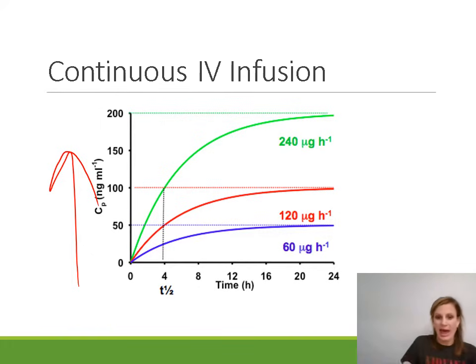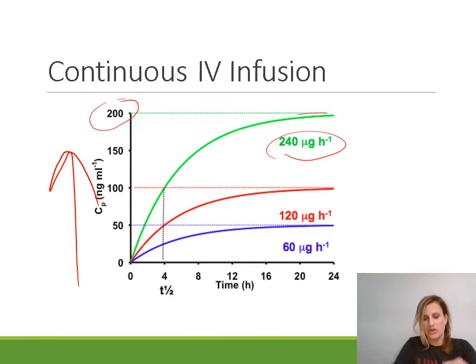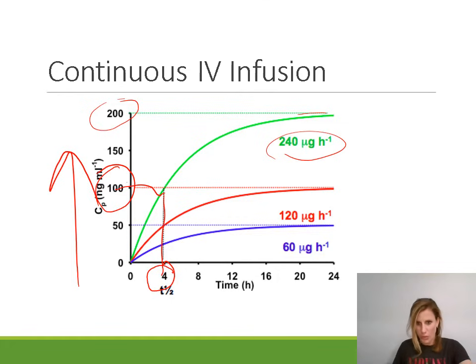We said that after one half-life, the drug is at 50% of its steady state concentration. So I could figure out what the half-life is based on that, right? So for this drug, you can see the steady state concentration is about 200. So half of that concentration is 100. So let's see how long it takes for this drug to get to a concentration of 100, right? 100, come down. It took 4 hours. So the half-life for this drug is 4 hours.